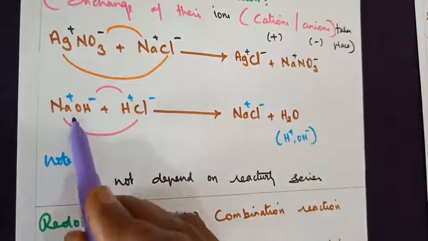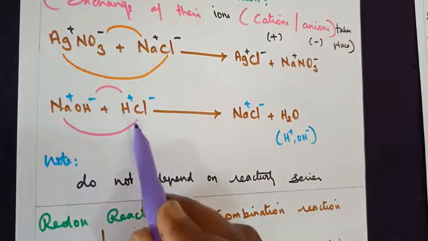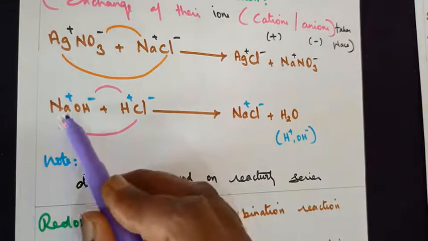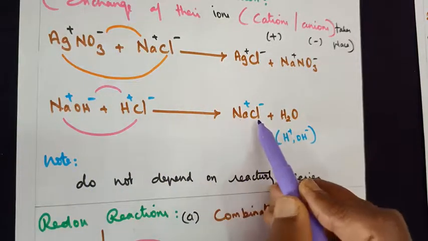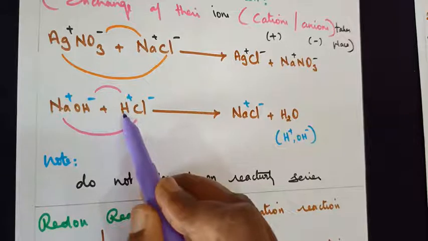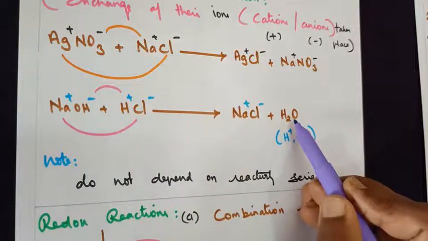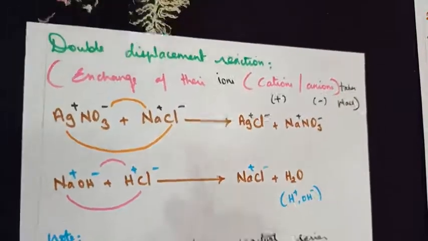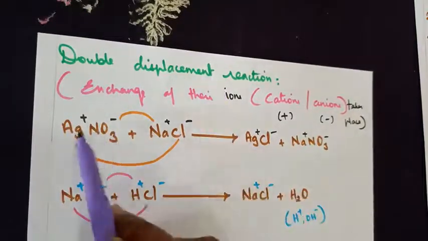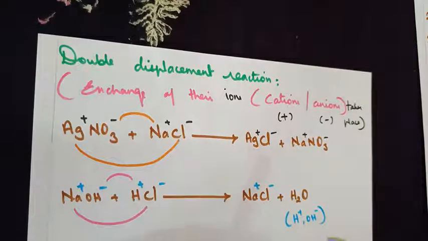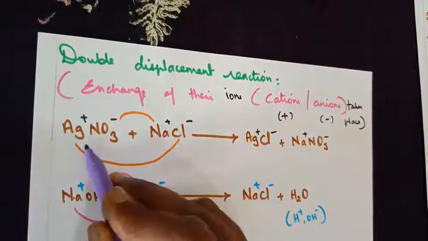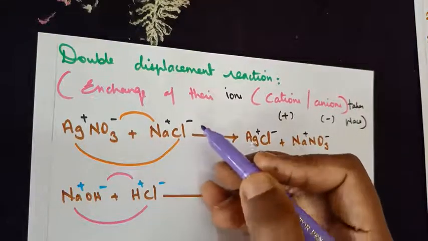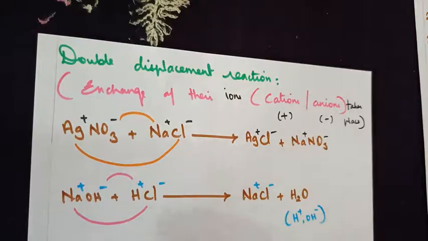Let's look at one more example of Na plus OH minus and H plus and Cl minus. The same principle as above. Plus will combine with the minus giving us NaCl. OH minus will combine with the H plus giving us water. So here again it's in the form of H plus and OH minus ions. This is the meaning of double displacement, where both the ions get exchanged. Two types of reactants: silver nitrate is one type of reactant, sodium chloride is another type of reactant. They completely exchange their ions.